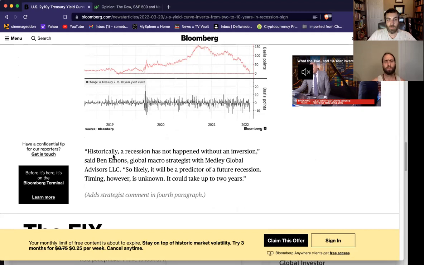But here is a great quote to get at the point. It says, historically, a recession has not happened without an inversion. But the part that he leaves unsaid is that every recession has historically happened with an inversion, but not every inversion has led to a recession, right? So it's a predictor, but it's not a perfect predictor, right? And it's also very vague. I mean, it could take up to 2 years, right?